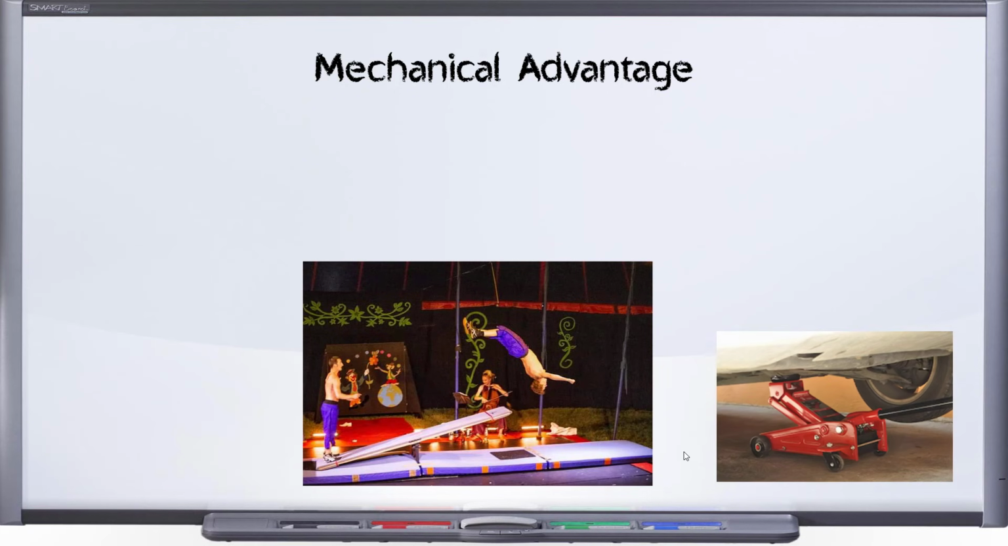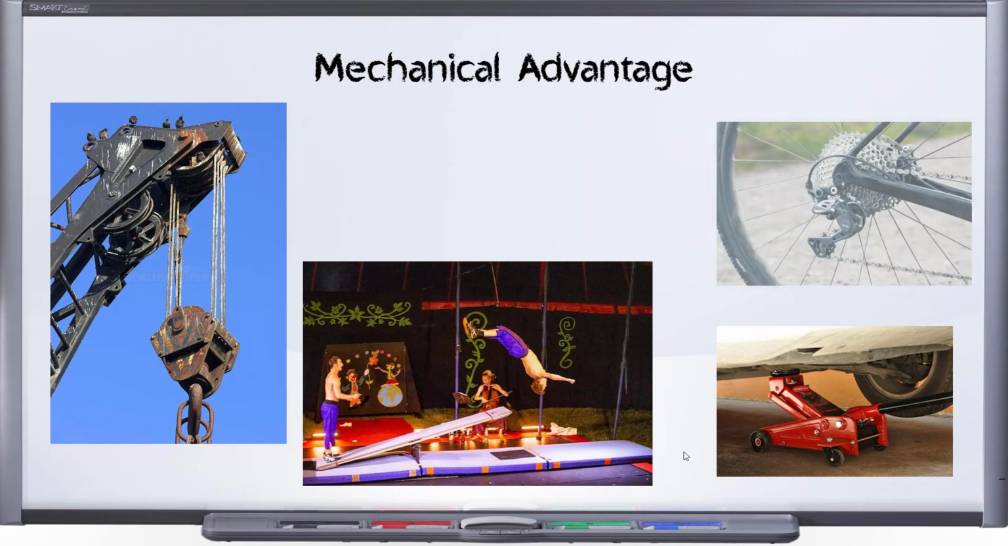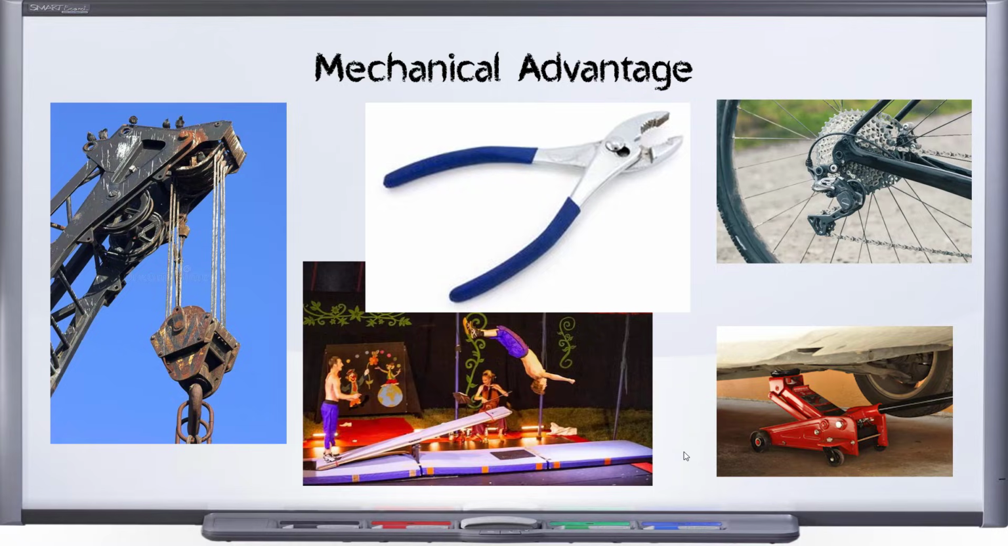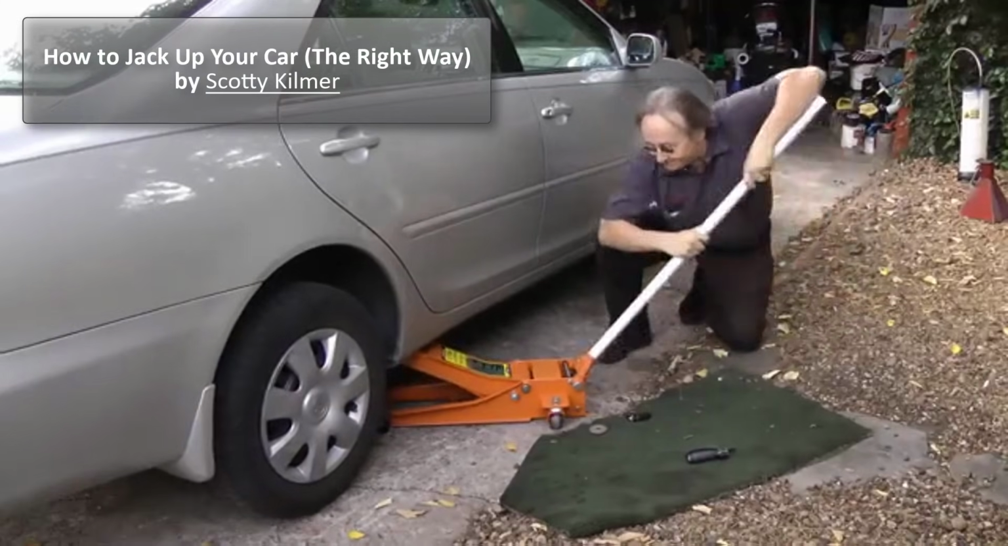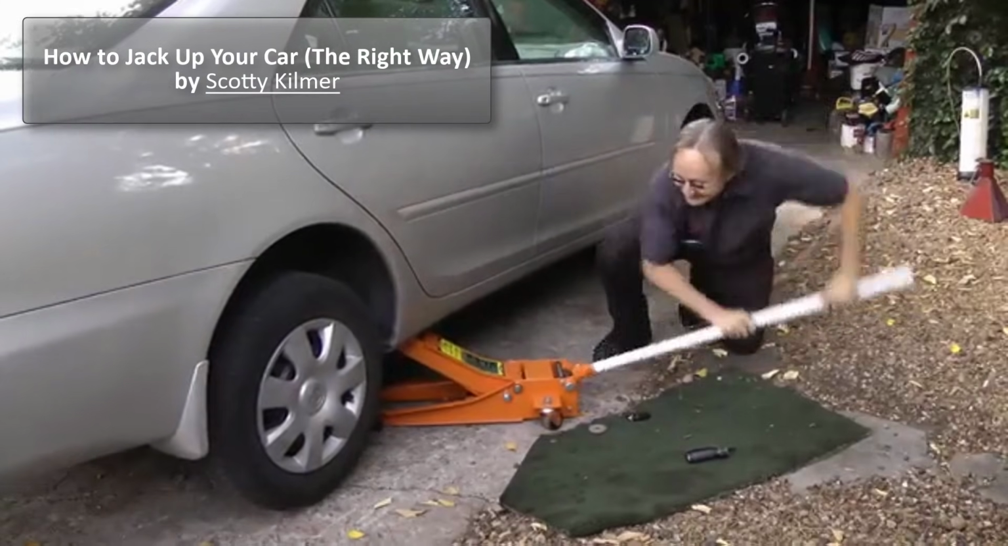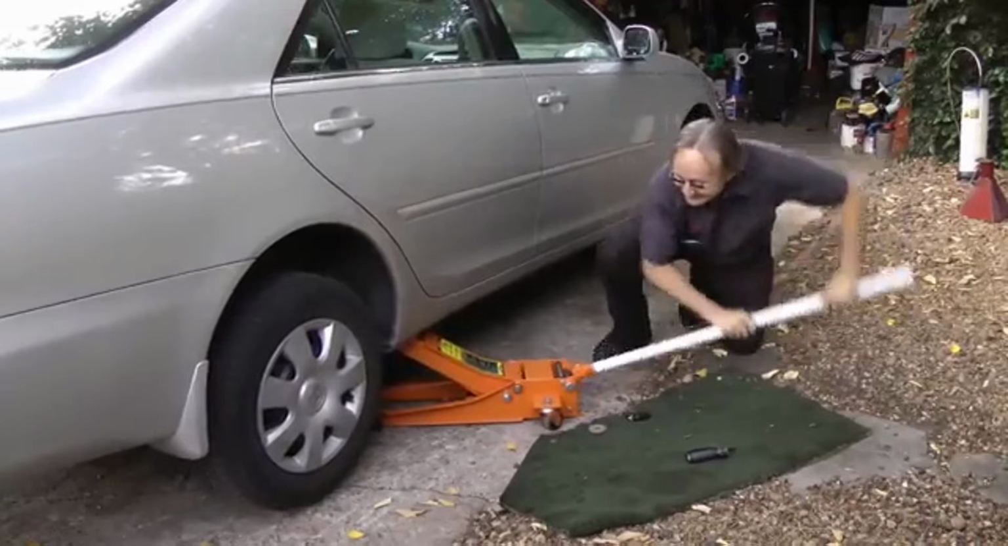Levers and other simple machines are everywhere. They allow us to massively multiply the amount of force we can apply. But if we're multiplying force, how can energy be conserved? Let's start with a review of mechanical advantage.